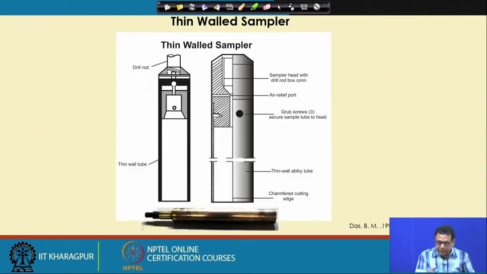Now, this is the typical photograph of a thin wall sampler, where the thickness is less and the area ratio is also around 10%. So, we will get a good undisturbed soil sample.